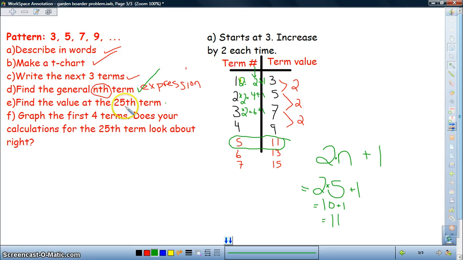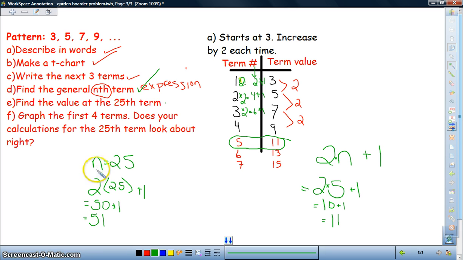Find the value of the 25th term. So now when n equals 25, what's the value going to be? Well, we do the same thing. We do 2 times 25 plus 1. 2 times 25 is 50, plus the one that we haven't used yet, because BEDMAS tells me to do my multiplication first, is 51.